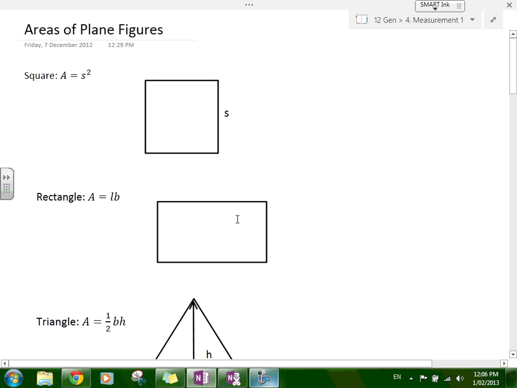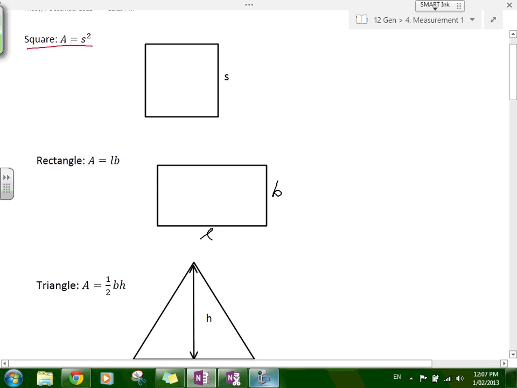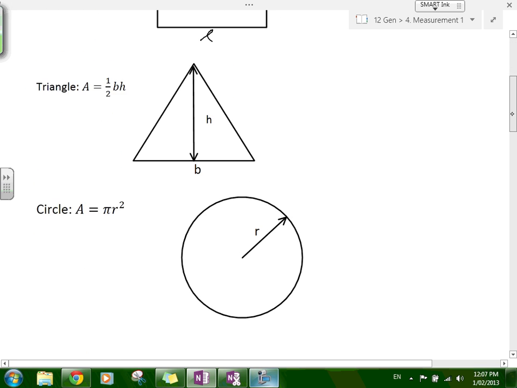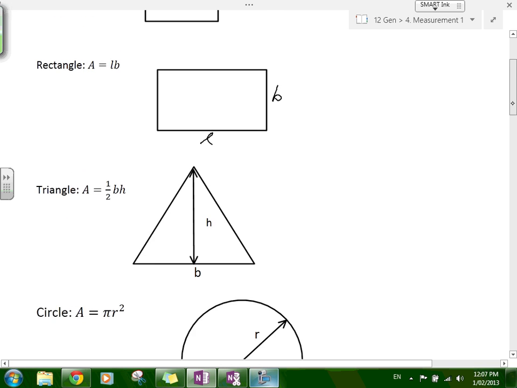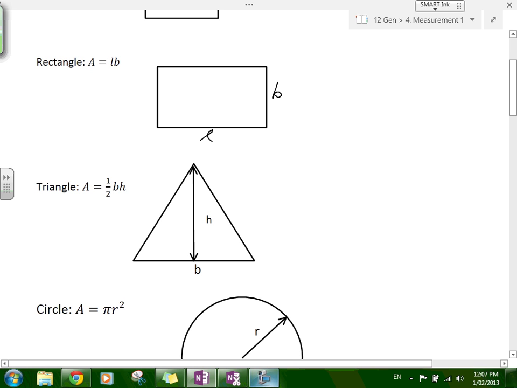Okay, so we'll get into it. Area of a square, obviously A equals S squared. You just take the side. And then a rectangle is the length times the breadth. So you can write that as a reminder. It's just a rectangle, length times breadth.